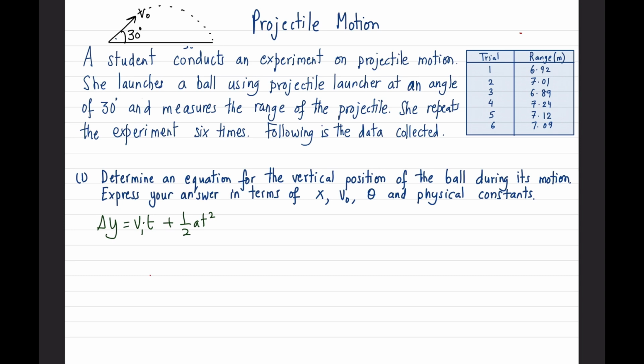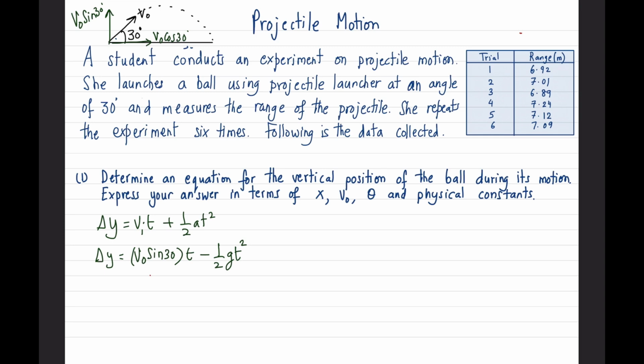Now in the projectile, we need to resolve the initial velocity into vertical and horizontal components. So for vertical, it will be v0 sine 30 and for horizontal, it will be v0 cosine 30. So we can write delta y is equal to v0 sine 30 multiplied by time minus half g t square. Why minus half g t square? Because acceleration will be acceleration due to gravity, and we know that it's always acting downwards, so it will be negative g.